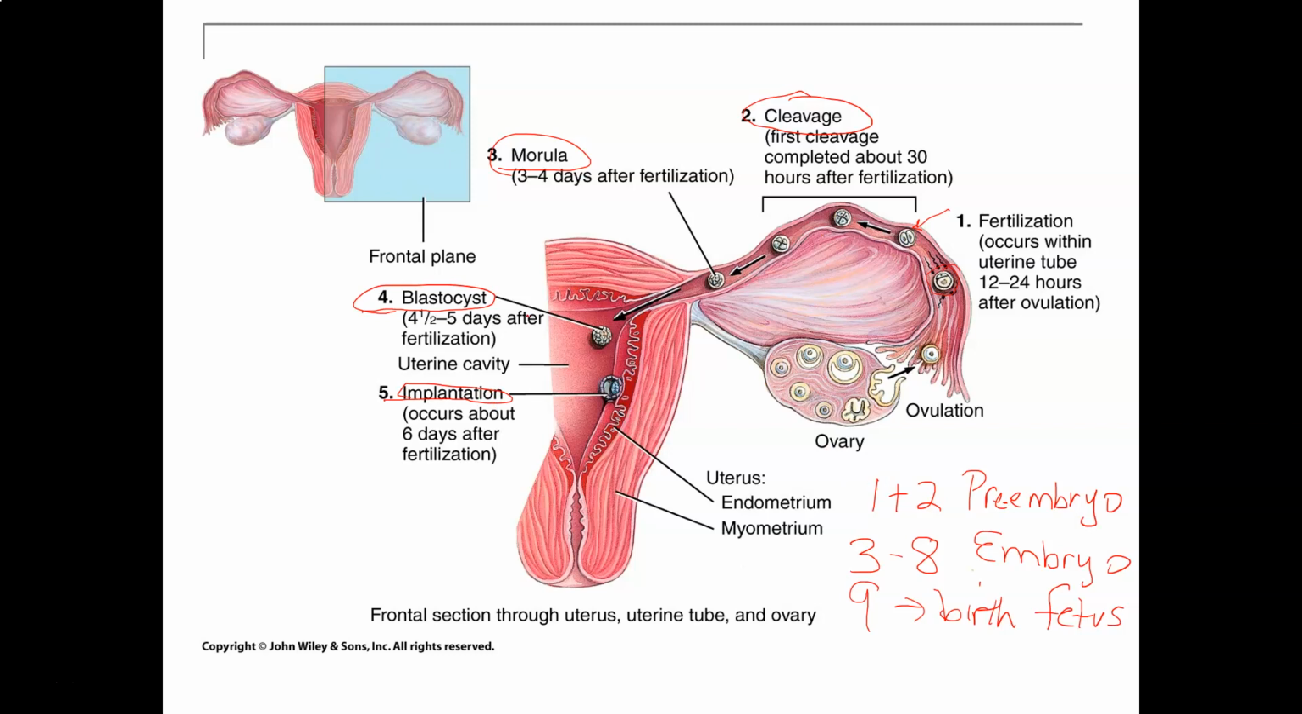So I'm simplifying things a bit, but basically the first week of development is this cleavage stage, and I'll show you a picture of the blastocyst in a moment. And then the second week is the big event, is the blastocyst embeds itself in the endometrium, implantation, and then you enter the embryonic phase.